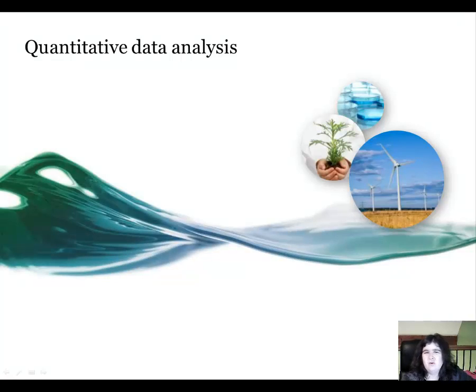Hello, welcome to Quantitative Data Analysis. There are plenty of textbooks available out there to discuss and interpret data. So I'm going to give you the very basic information, but I would recommend that you review the likes of Bryman and Bell's textbook or Collis and Hussey's textbook on data analysis.